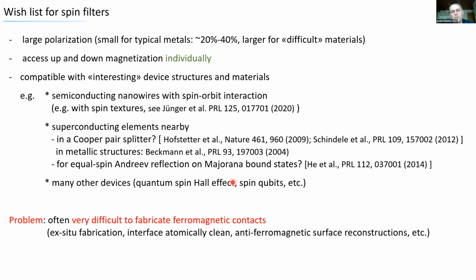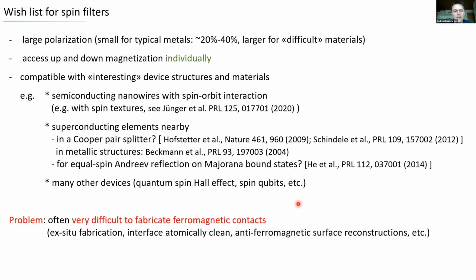But one could also look at Majorana bound states. For example, there's a prediction that you should get some equal spin Andreev reflection if you have a ferromagnetic contact. And there are many other devices, as we saw in Jelena's talk. There's a lot of things like the spin Hall effect, and one could also think of spin qubits. But in the lab, we often have a problem because it's very difficult to fabricate ferromagnetic contacts. So the very first step is often the hardest.